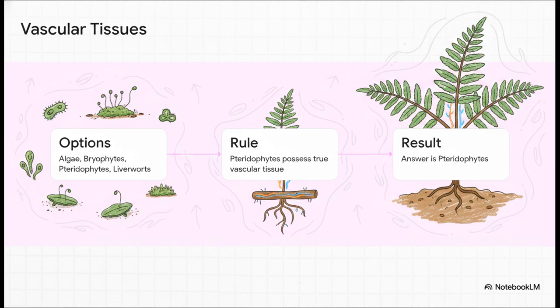Pteridophytes, however, are the true pioneers here. They possess true roots, stems, and leaves equipped with xylem and phloem for internal conduction. Therefore, our answer is undeniably C, pteridophytes. They were the very first terrestrial plants to evolve internal plumbing.